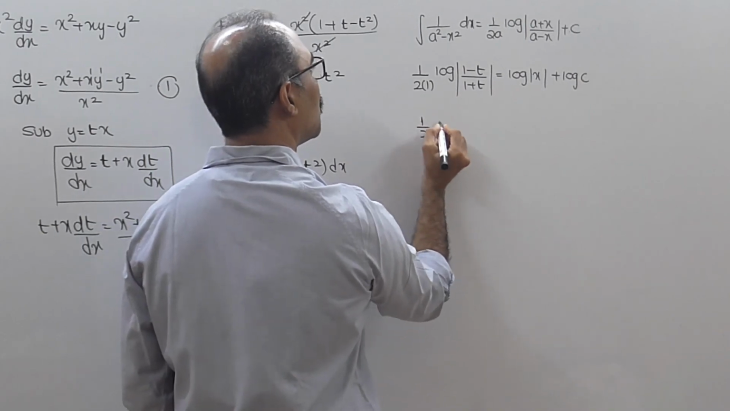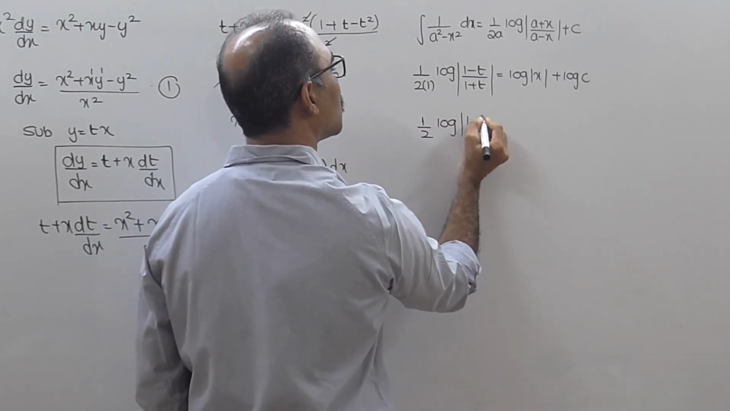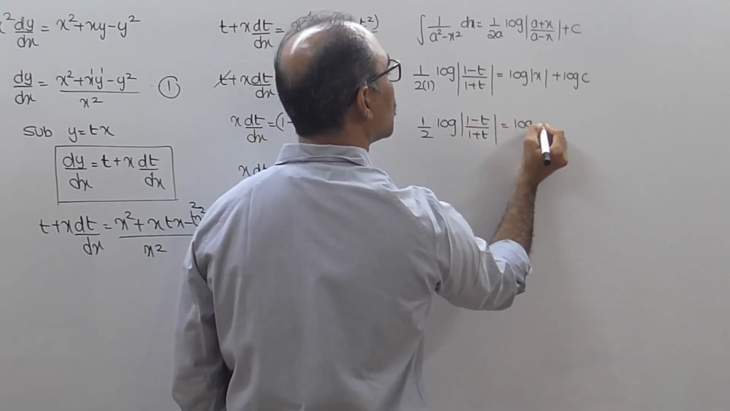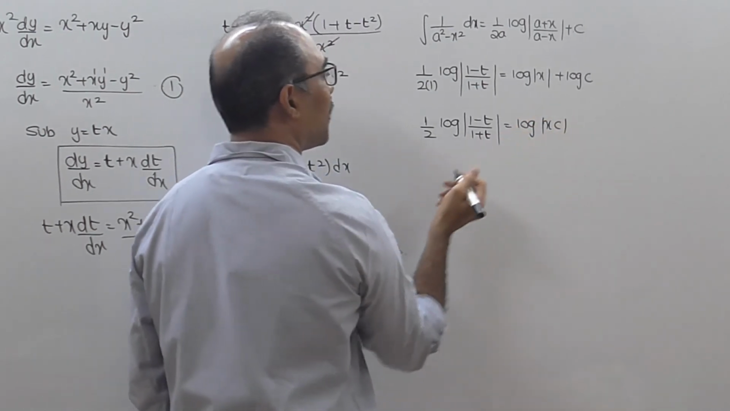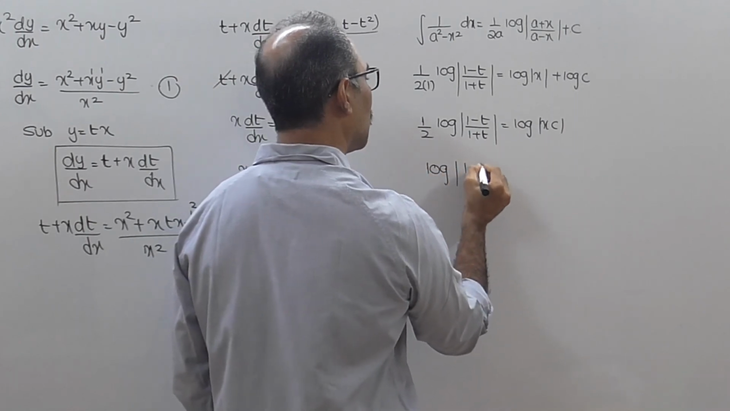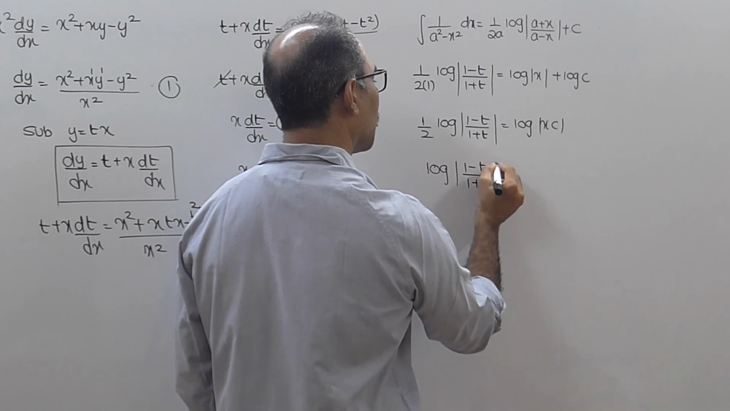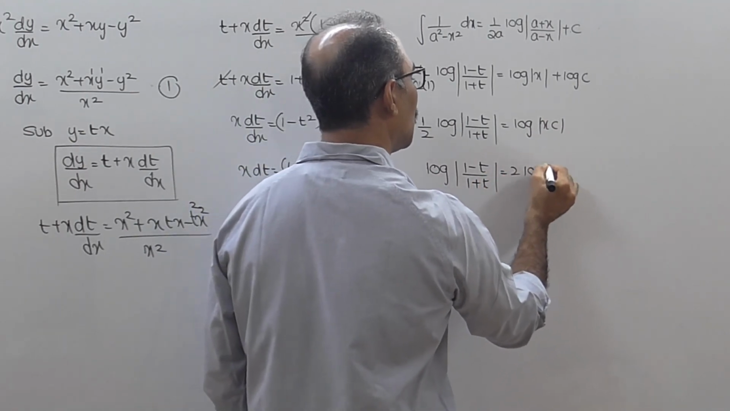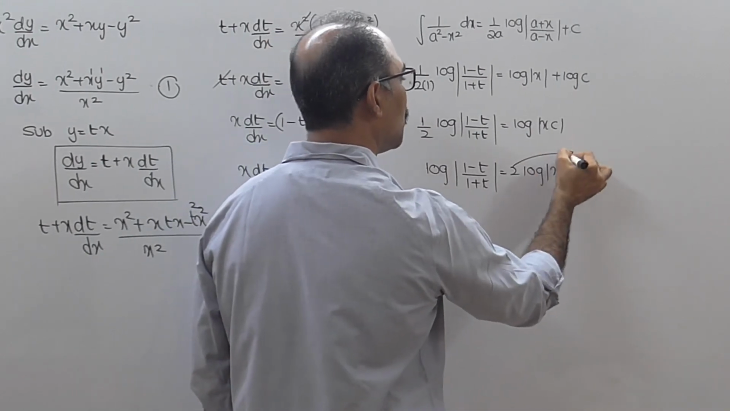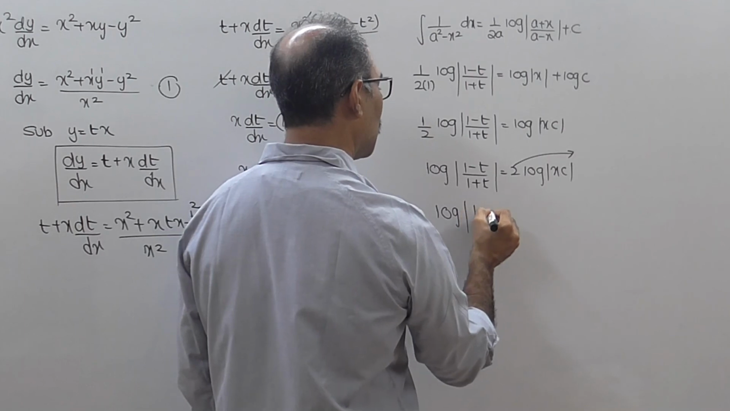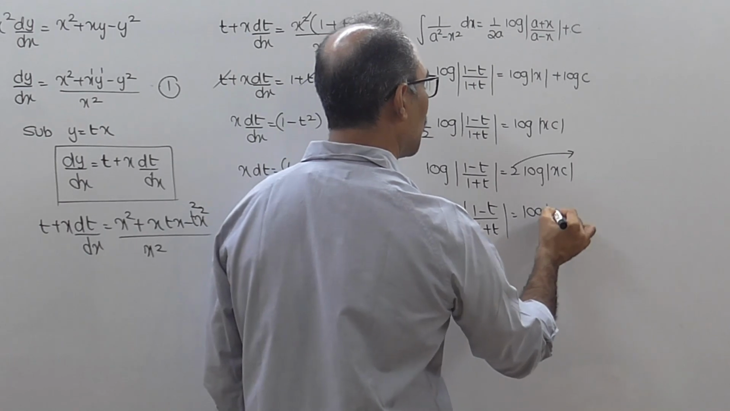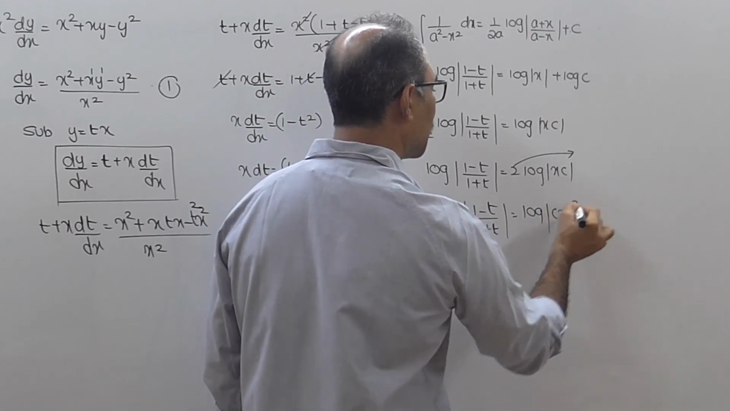This is 1 upon 2 log modulus 1 plus t upon 1 minus t. This is log a plus log b, so this will become log of x times c. Cross multiply. You get log 1 plus t upon 1 minus t equal to 2 log modulus of x times c. If you have to compare, push this 2 to the index. This will become log 1 plus t upon 1 minus t equal to log modulus of cx raised to 2.